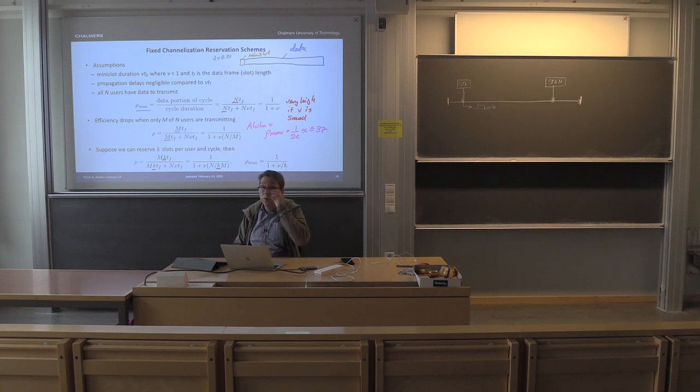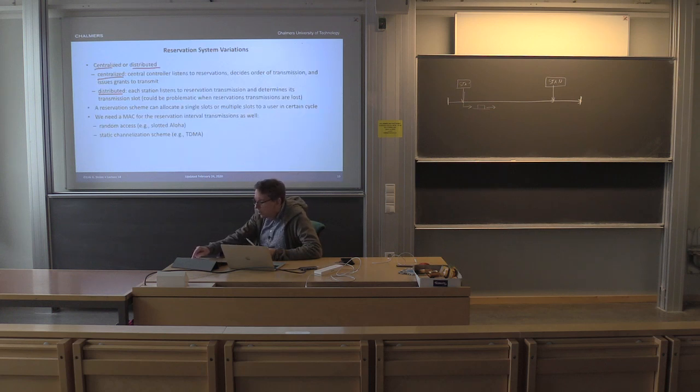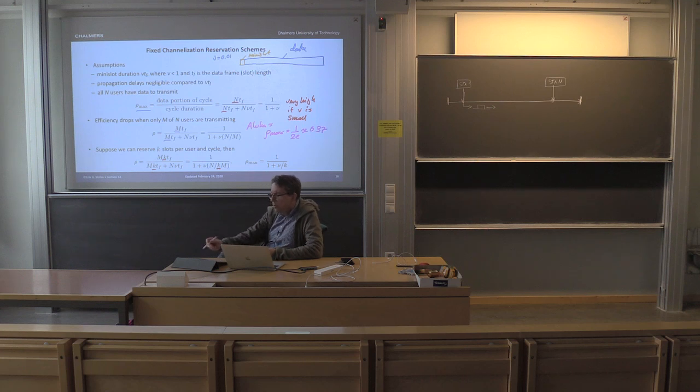Any questions on these efficiency calculations? They're more or less self-explanatory, I guess. We simply want, in a cycle, to measure how much is the data portion of the cycle. And the key is that we would like to make the reservation period short compared to the data period.